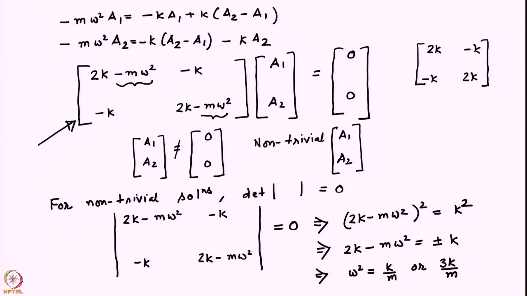Now how do we find out? Now because we have converted this into an eigenvalue problem, now the frequencies are related to the eigenvalues. What information is contained in the corresponding eigenvectors? The eigenvectors corresponding to k by m and 3k by m. Let us find those eigenvectors and then answer this question. So, eigenvectors.